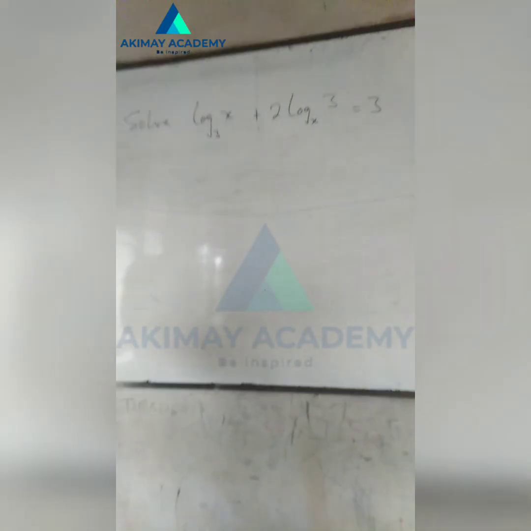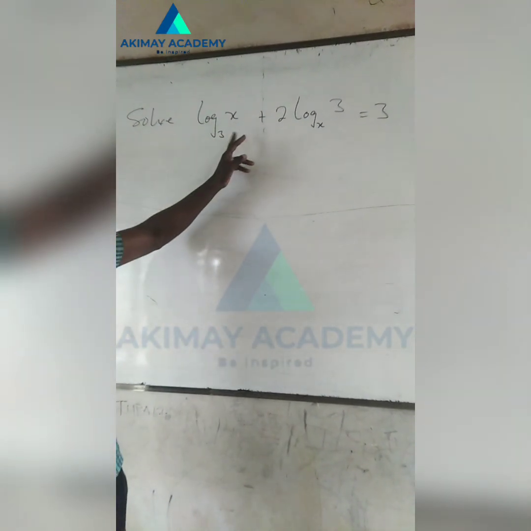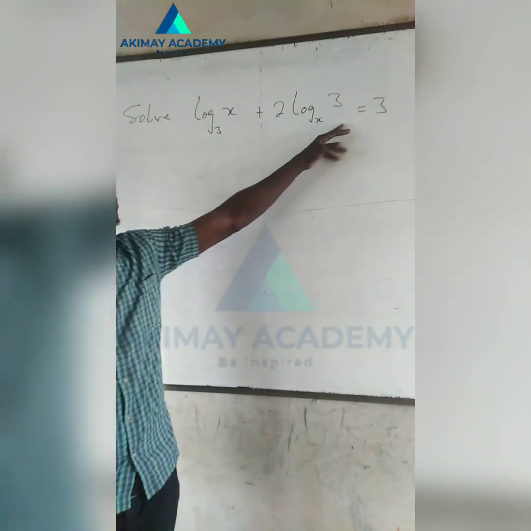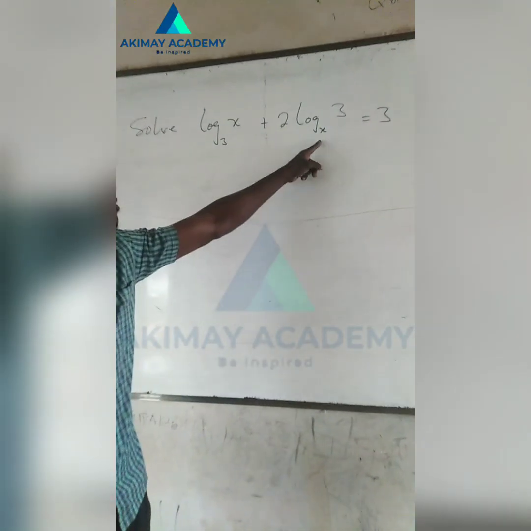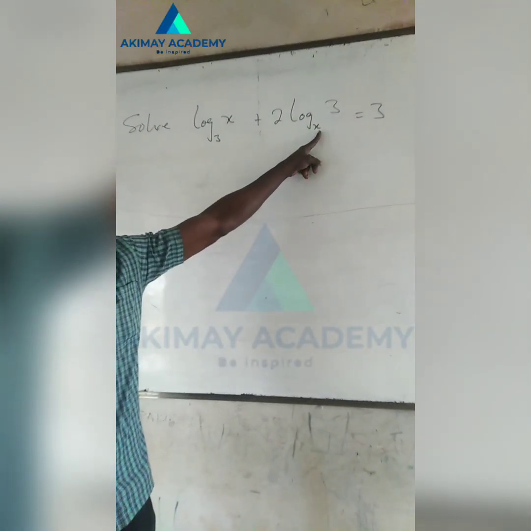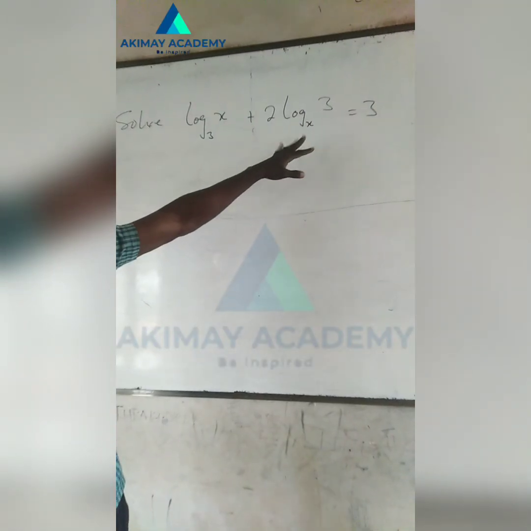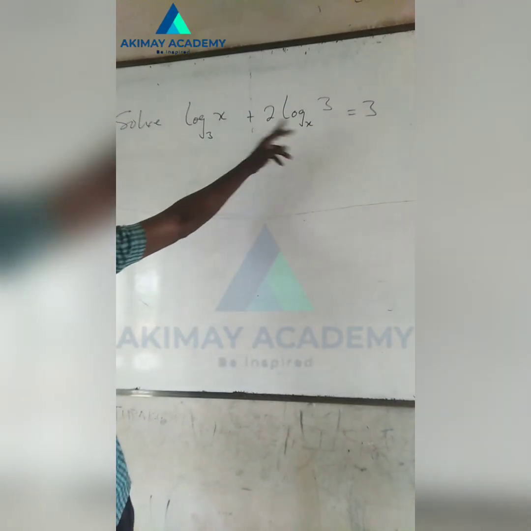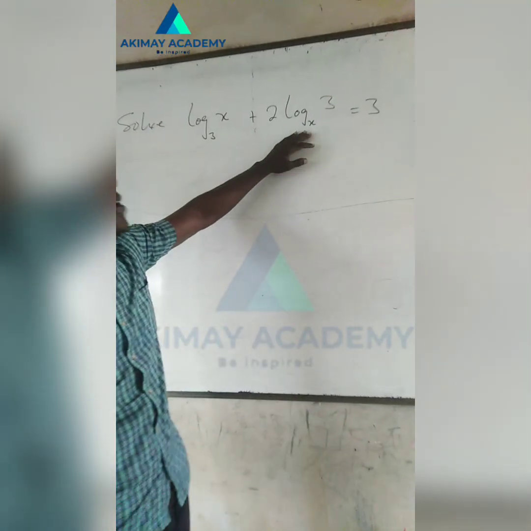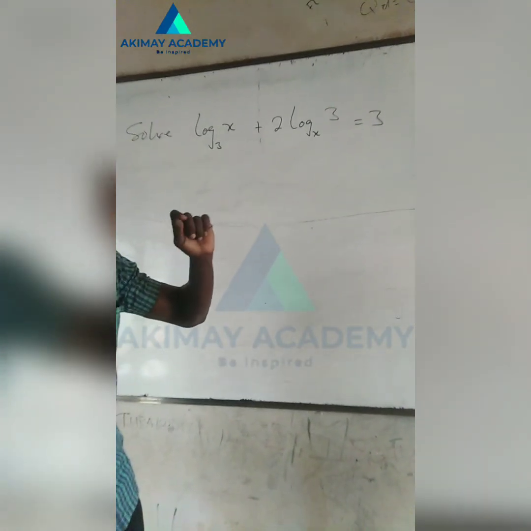Okay, this is the problem of the day, and it says we should solve log x to the base 3 plus 2 log 3 to the base x equals 3. You see that there's a problem here, the bases are not the same. This is base 3, this is base x. And if you want to solve this problem, the first thing you have to do is try to make the bases the same. So here it means we have to apply the change of base law of logarithms.